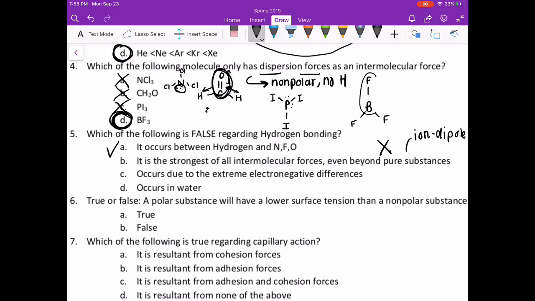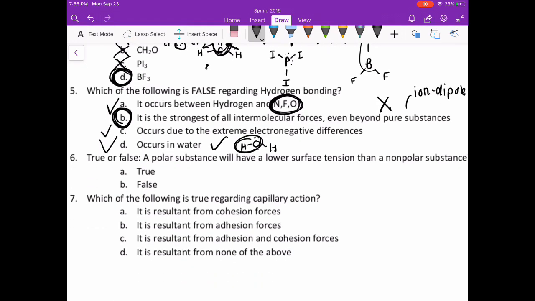C, it occurs due to extreme electronegative differences, and this is true. So B is our answer because it's false, but C I know is true because a hydrogen bond is just an extreme polar bond. That's all you have to think about. And I know hydrogen bonds are going to occur in water. That's something we've stressed and gone over before. Oxygen is bound to hydrogen, or that oxygen can then go on and bond to another water's hydrogen, intermolecularly, so it's not quite a bond.